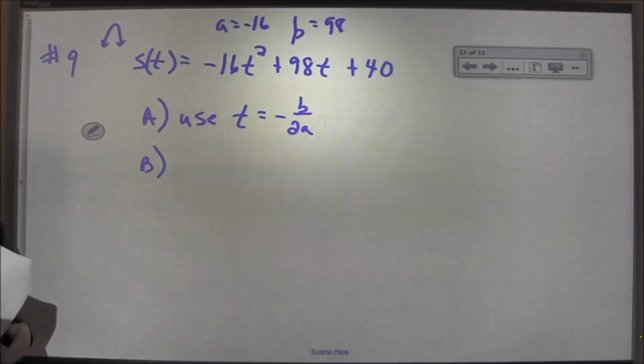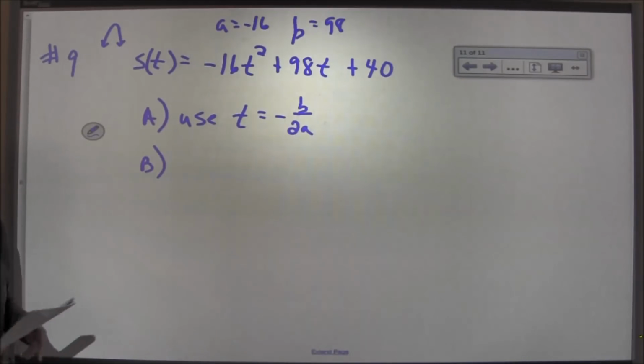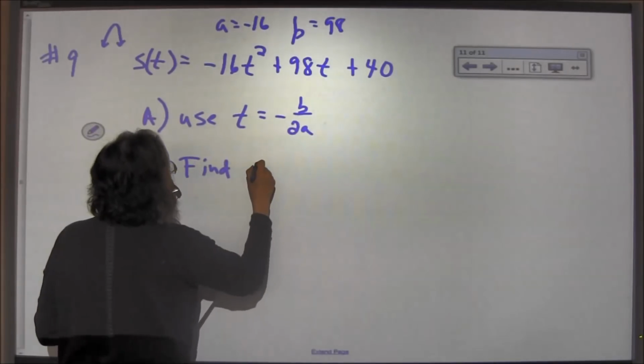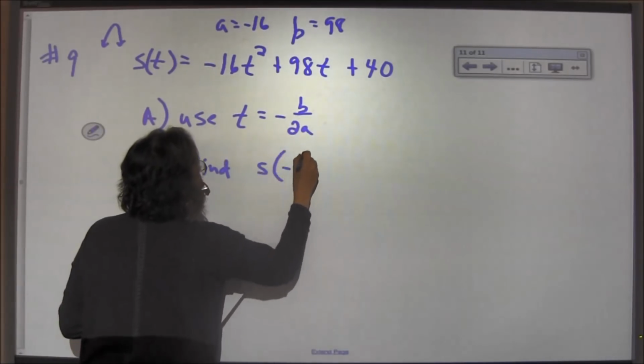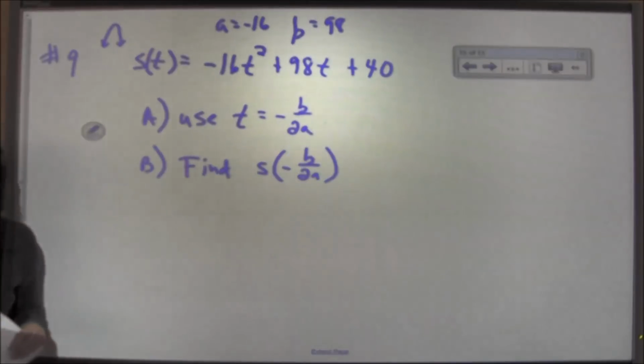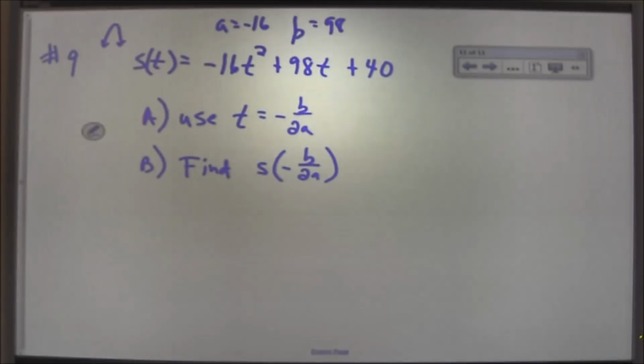Part B asks, what is the maximum? And so what you're going to do is, once you know this number, then you find S of that number. And you've got the answers in the back. So that's just finding the vertex and answering the question correctly.